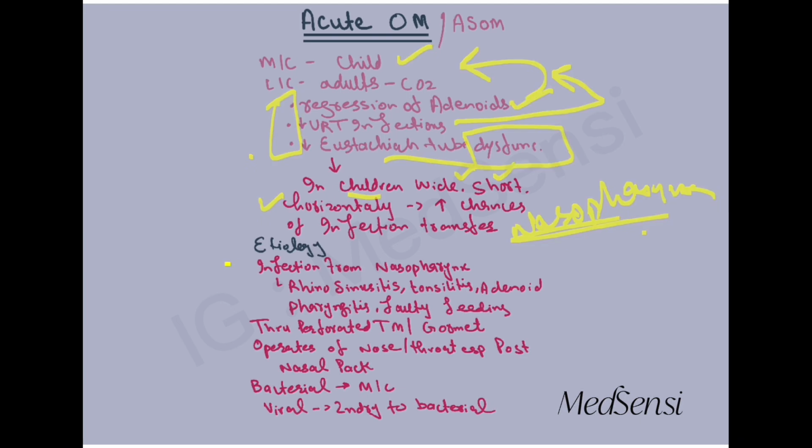Etiology. It can be an infection which gets transferred from the nasopharynx, like rhinosinusitis, tonsillitis, adenoid pharyngitis, and faulty feeding techniques for infants. The infection can also get transferred through a perforated tympanic membrane or grommet incision, and also after operations of the nose and throat, especially those in which posterior nasal packing is done. It is most commonly bacterial in origin, and if it is viral, it is most commonly due to secondary bacterial infection.